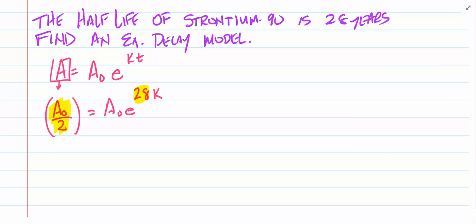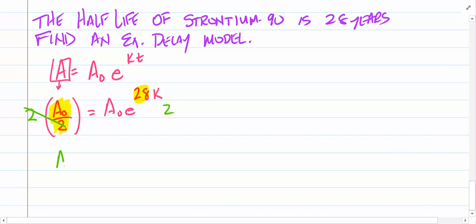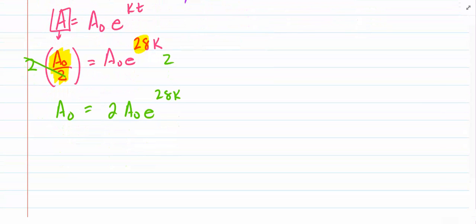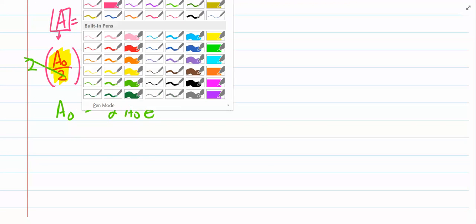Okay, once we've established that this is what we want, then look what we have. Something really, really cool happens with the algebra. If I multiply both sides by 2, here's what I get. Initial amount equals 2 times initial amount, e to the 28k. Does anybody see something else that can be simplified now? Yeah, check that out. Look, you can divide both sides by what? A naught. Look at that.